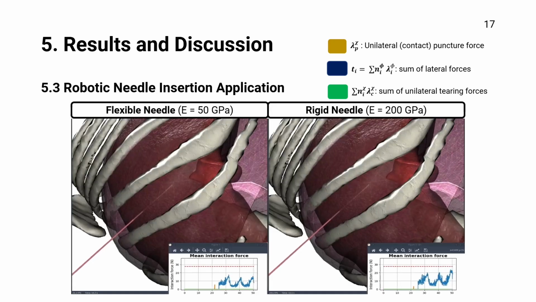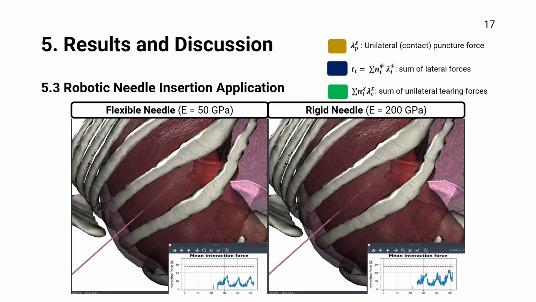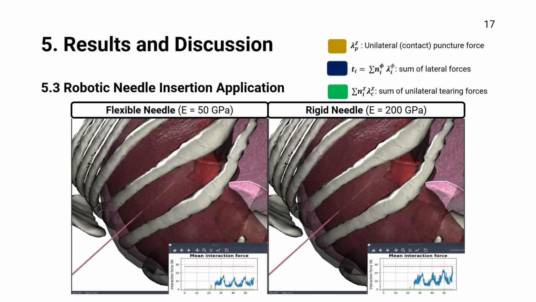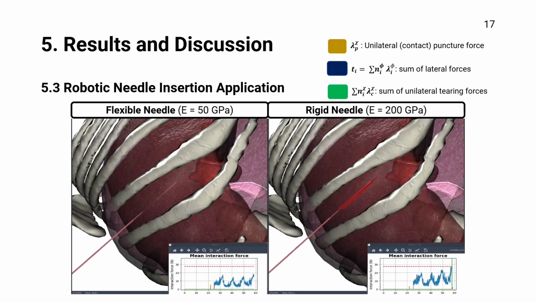We also tested the model in a robotic needle insertion scenario with two different needle stiffnesses. While the rigid needle reaches the tearing threshold, the flexible needle imposes less stress on the tissue and never lacerates.